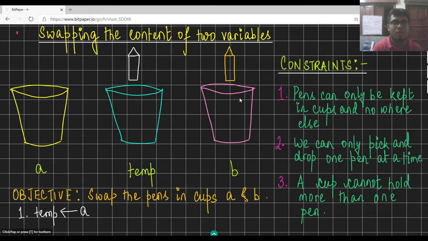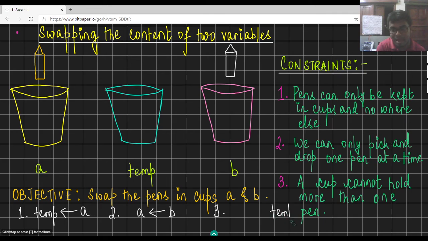Next, we'll take the pen in cup B and place it in cup A. So I'll take the pen in cup B and place it in cup A, right? Now, third, I'll take the pen in cup temp and place it in cup B. So I'm going to take the pen in cup temp and place it in cup B.